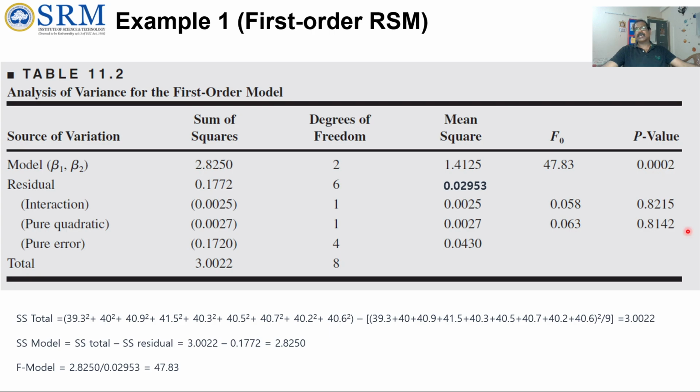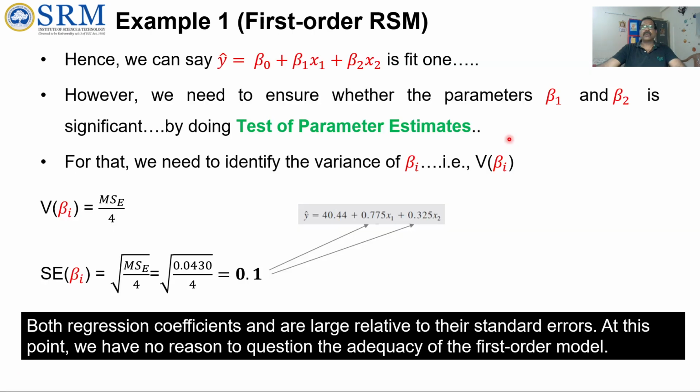So how to check 47.83? We need to refer to the table. For the degrees of freedom 2, 6, if we check, there will definitely be some F value. That F value is the critical value, and this F value is the calculated value. Definitely this F value is greater than the value from the table, so we can say it's significant. But the other terms' calculated F values are very low, so we can say they're non-significant. Then we can say that the model is fit. Hence we can say beta 0 plus beta 1 x1 plus beta 2 x2 is the fit one.